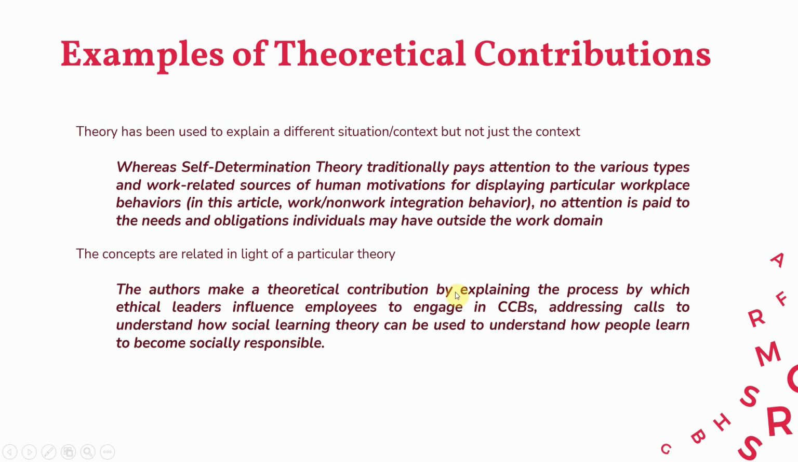The authors make a theoretical contribution by explaining the process by which ethical leaders influence employees to engage in citizenship behaviors, addressing calls to understand how social learning theory can be used to understand. So now they are using social learning theory with ethical leadership and explain its relationship with CCB, corporate citizenship behaviors. Now, these three lines explain the contribution to the theory. So what is it that you are doing for the theory? These relationships have not been studied in light of this theory. So your study is maybe the first or the second one to explain these relationships with this particular theory.